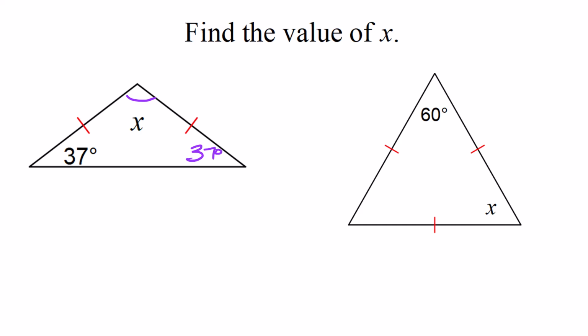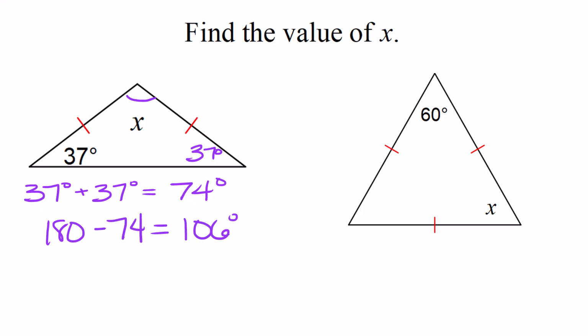X is not 37. This is isosceles. This is the top angle that is different than the other two. So let's add those two together, and we end up with 74. And then let's take the 74 away from 180, and we end up with 106. And that's our answer. Now, I did this without making an algebra equation out of it, just for those of you who don't love algebra as much as I love algebra.